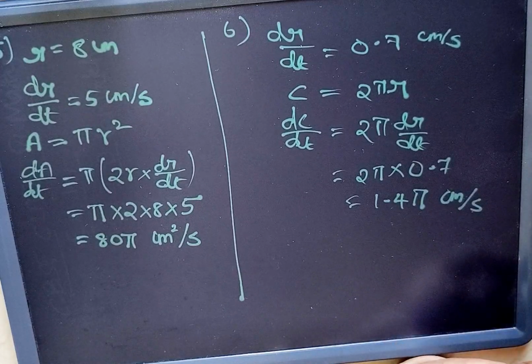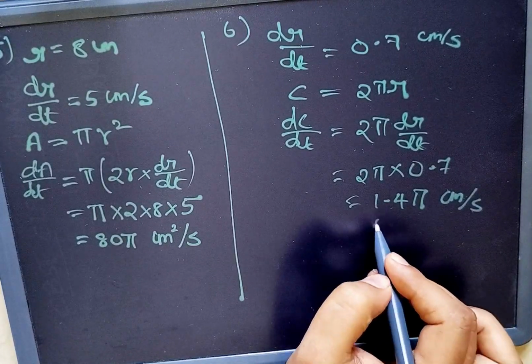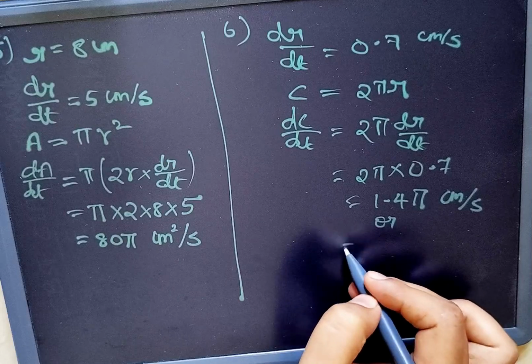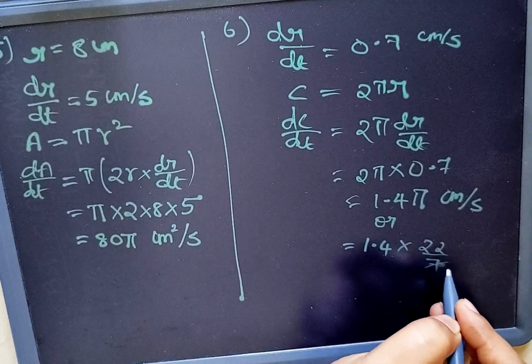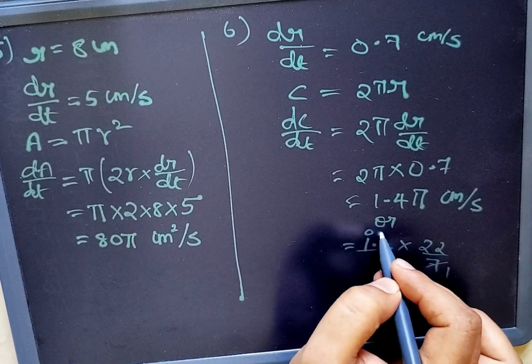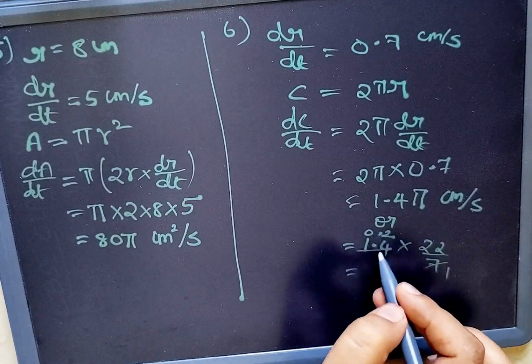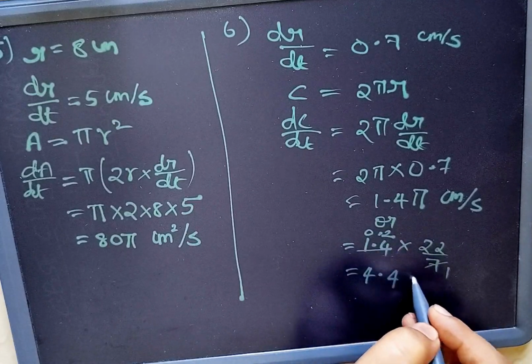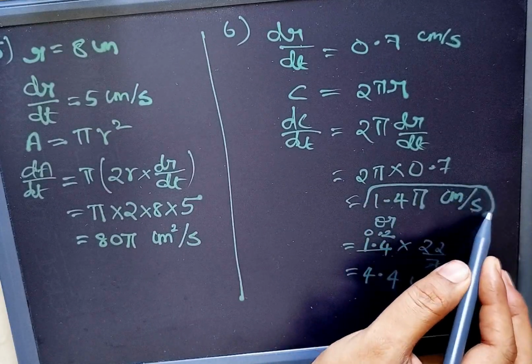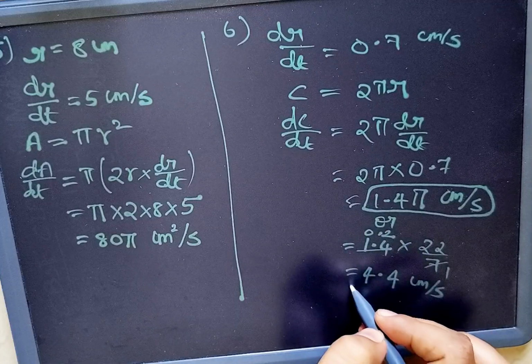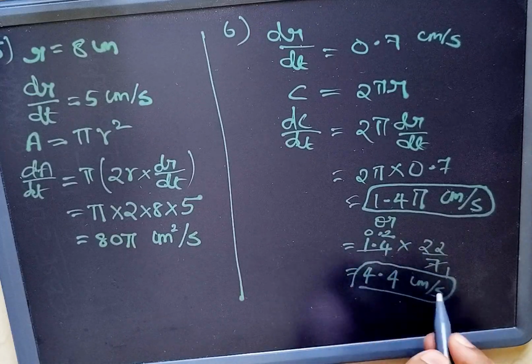So centimeter per second. Or if you want to further simplify, substituting pi as 22 by 7, we get 7 ones are 7, this is 0.2, 2 2s are 4, we have a decimal, so 4.4 centimeter per second. Either you can write 1.4 pi centimeters per second or 4.4 centimeter per second.